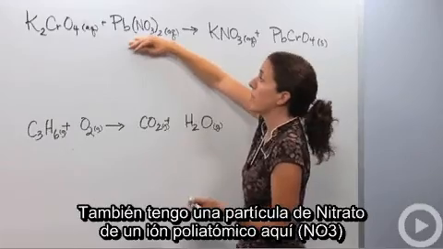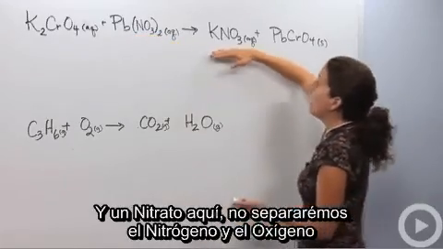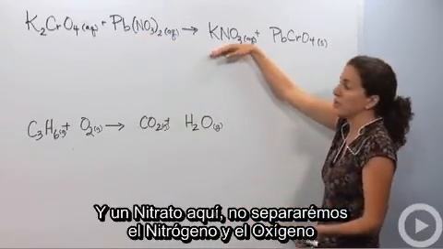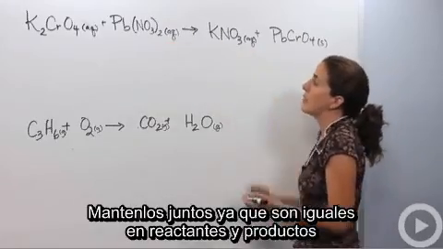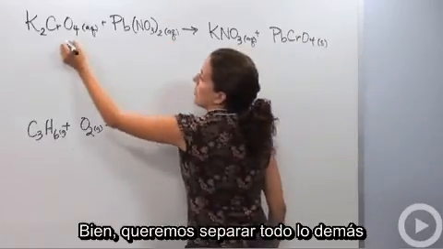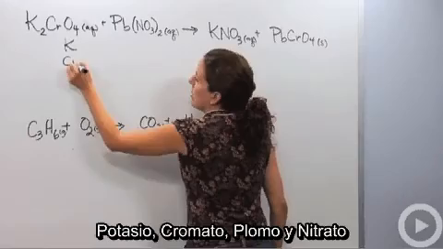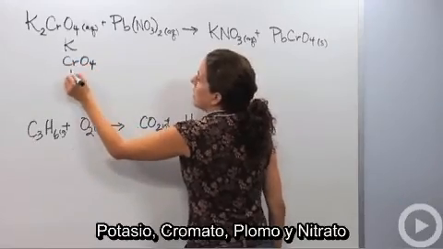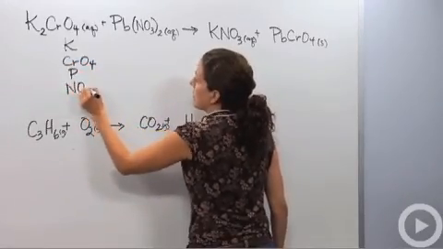I also have a nitrate polyatomic ion here and a nitrate here. I don't have to separate the nitrogen and the oxygen out. I can keep them together since they're on the reactant and product side both. So I'm going to separate everything else out: potassium, chromate, lead, and nitrate.